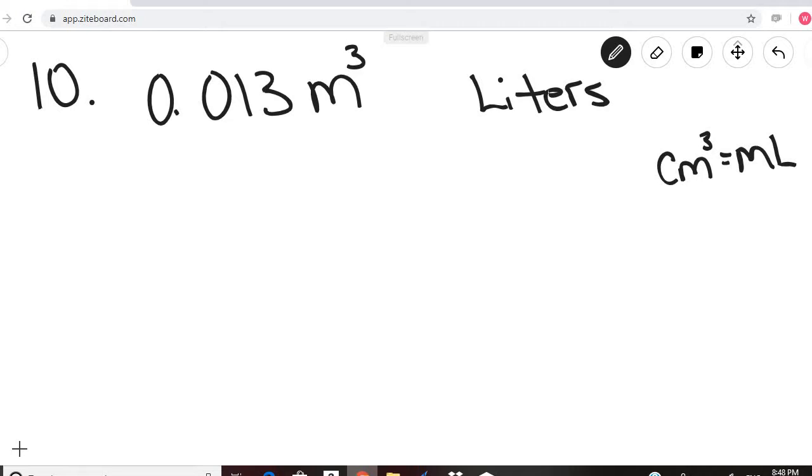So the first thing we have to do is get our answer into cubic centimeters, and then once we have it in cubic centimeters, then we know that that's the same as milliliters, and then we can convert milliliters to liters.